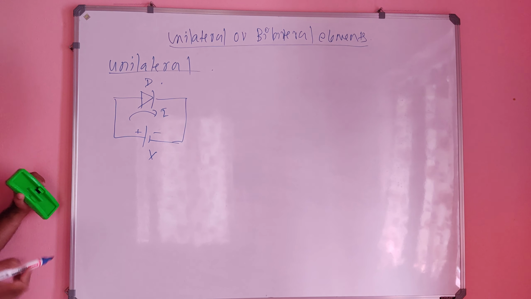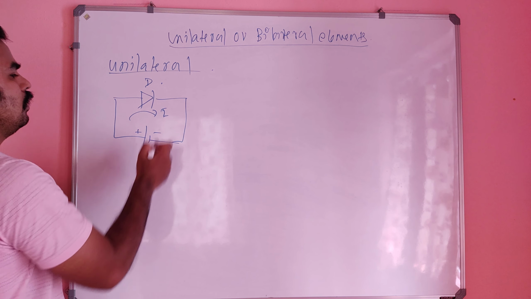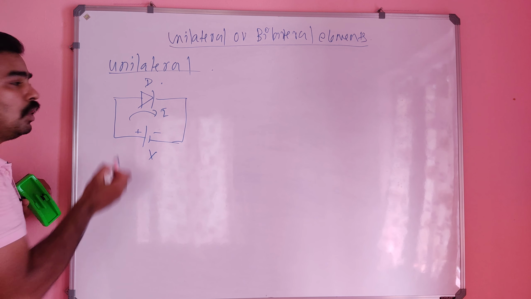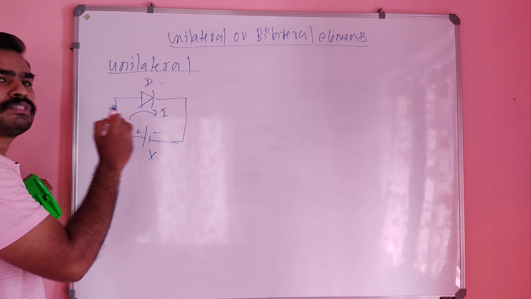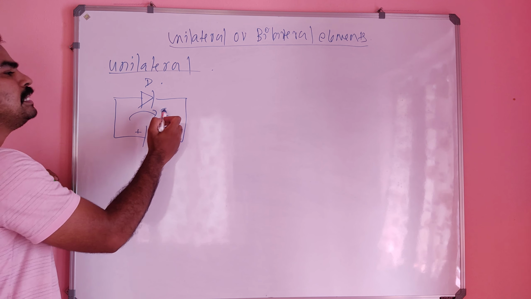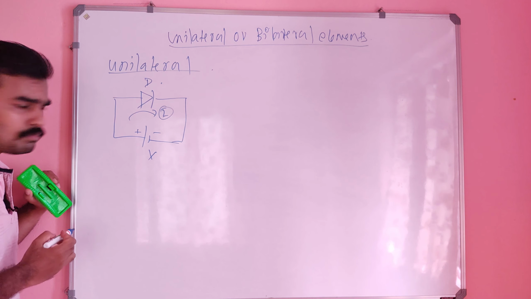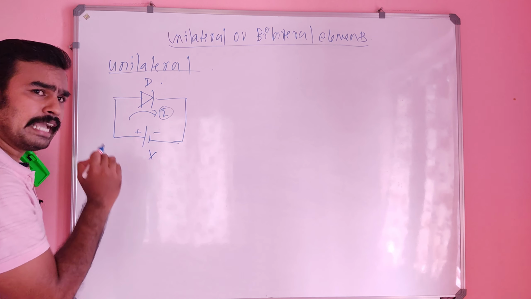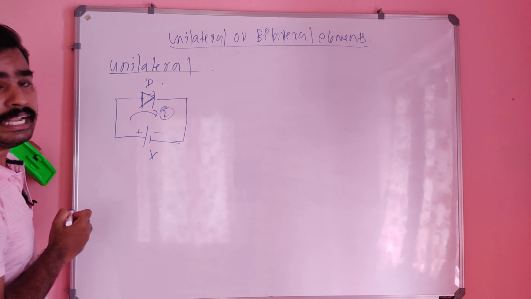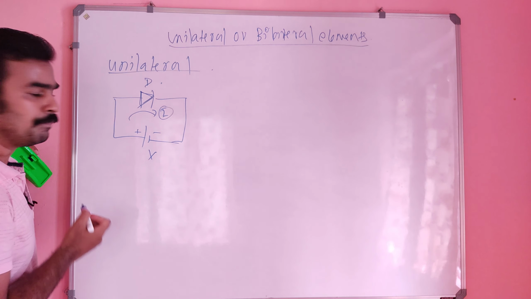Then that I will be some certain value. Definitely there will be an internal resistance of the diode, so it consumes some amount of energy through that internal resistance. Anyway, there will be a flow of current I. In this case, we can say that the diode is forward biased. The diode is forward biased.